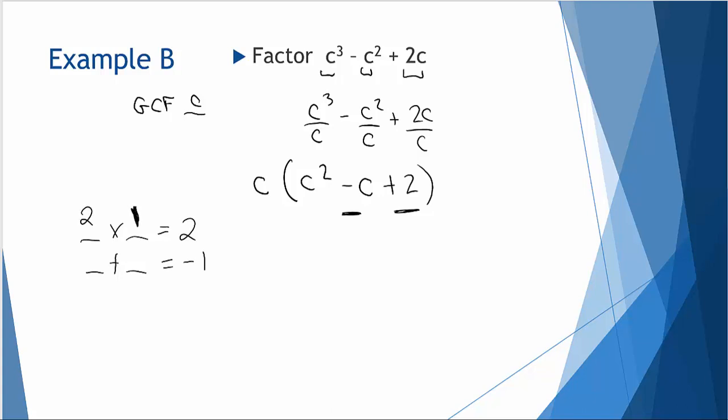So there's no combination where we can add together to get negative 1, because if they're both positive, then they add together to get 3, and if they're both negative, then they add together to get negative 3. So it looks like this is our final answer.